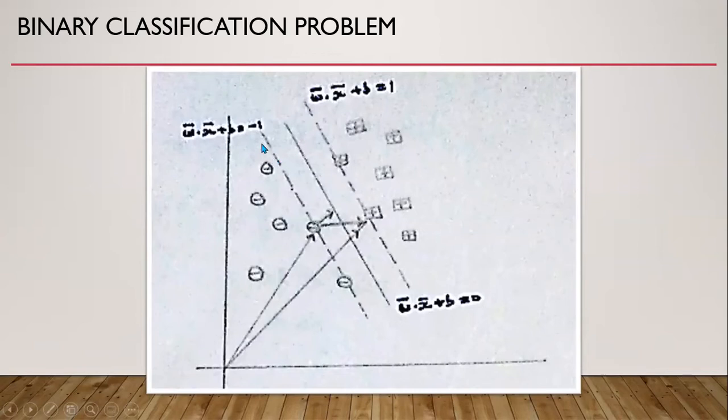Let us say there is a binary classification problem with minus samples and plus samples. So these are points in this two-dimensional space, and let us assume that there is a plane which perfectly separates these two samples.